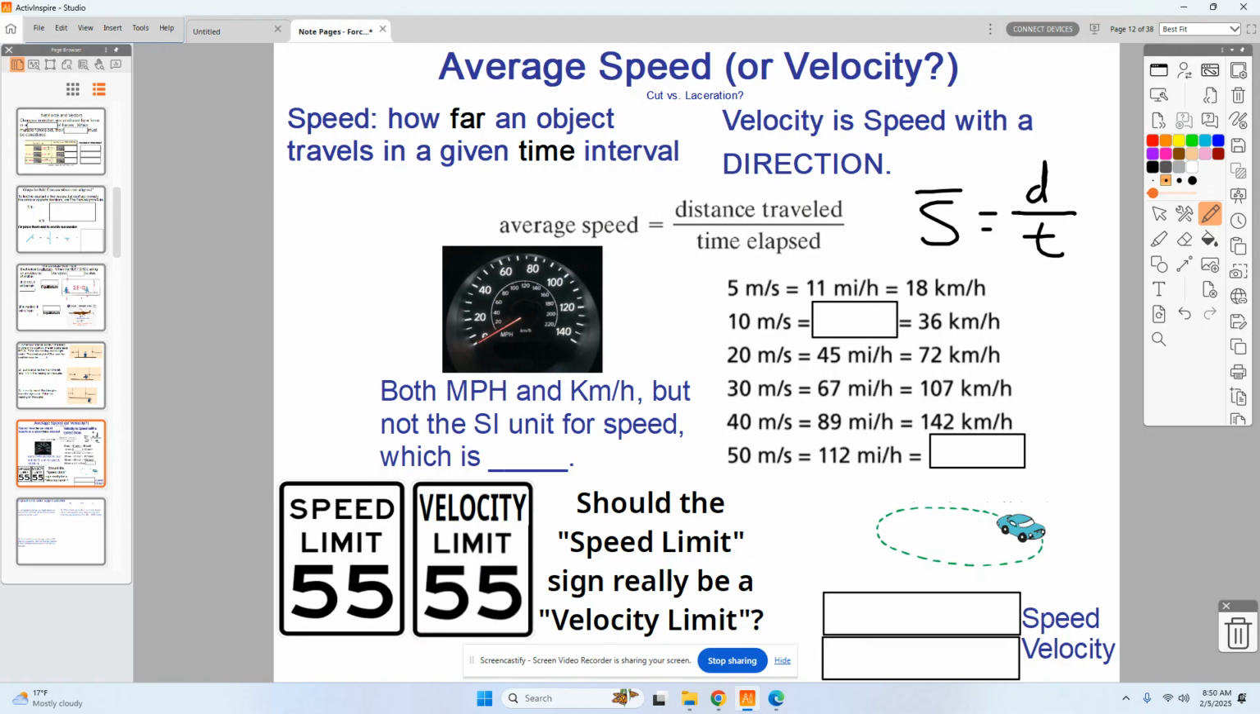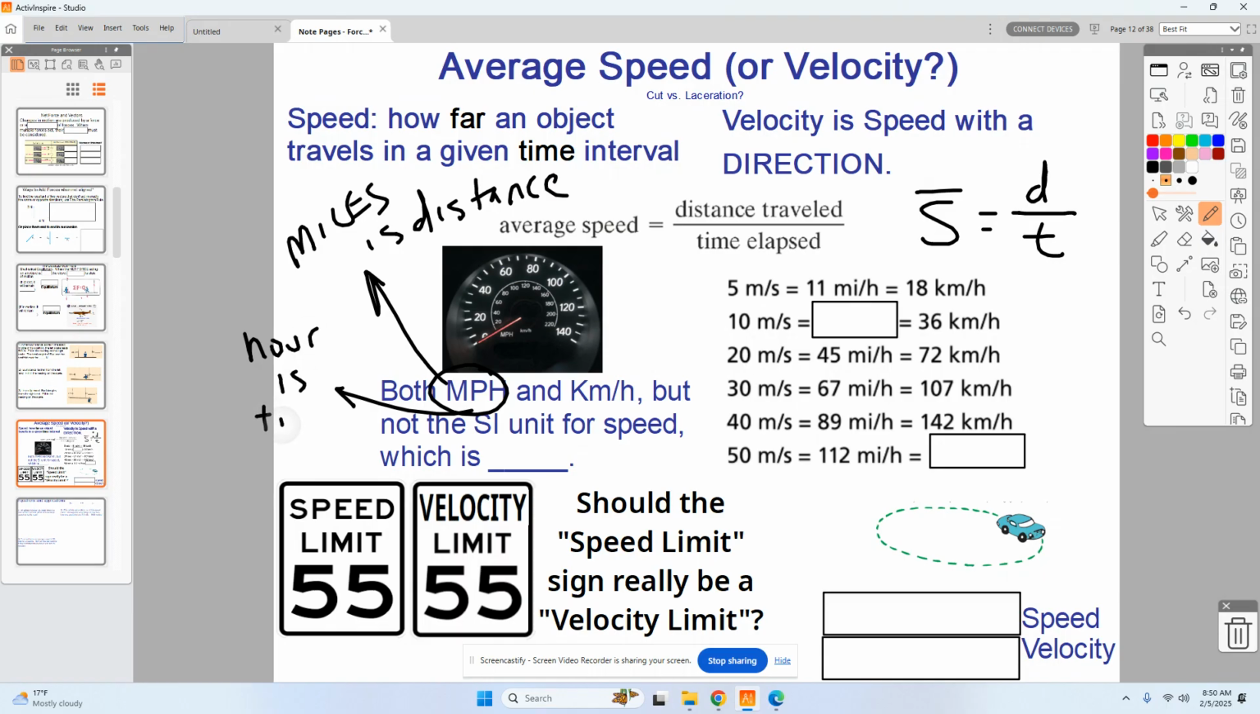Now, you guys are familiar with miles per hour, right? And if you think about miles per hour, miles is a distance. And H is a time, right? So hours is time. So all I'm doing is I'm dividing those two things.